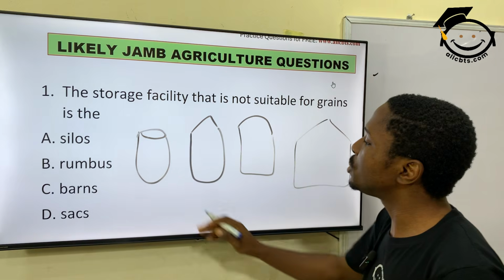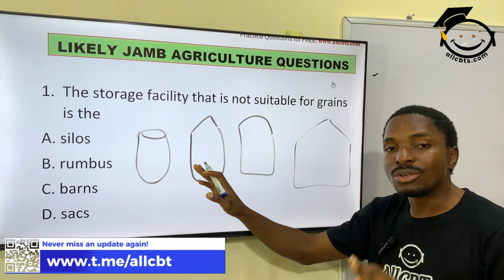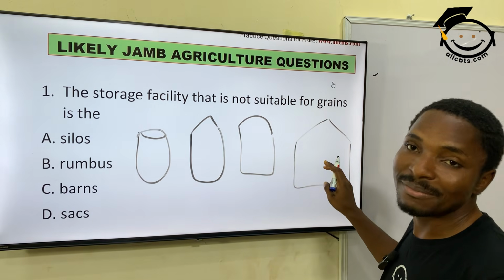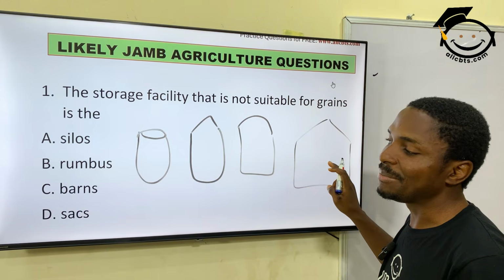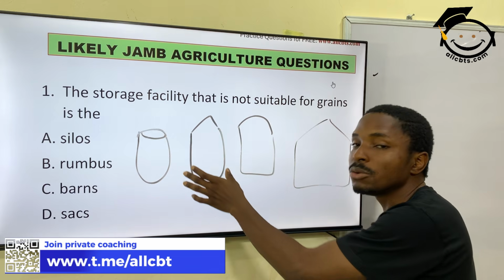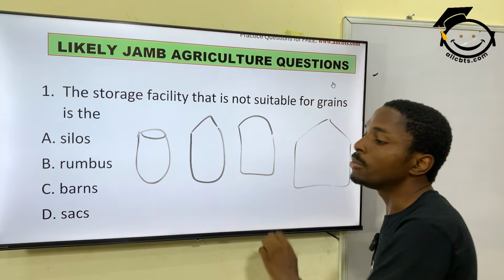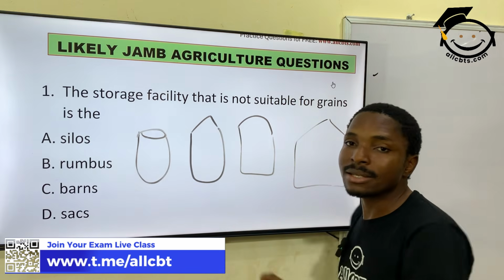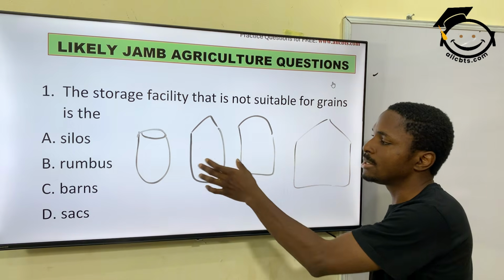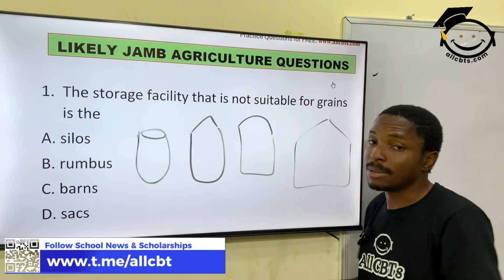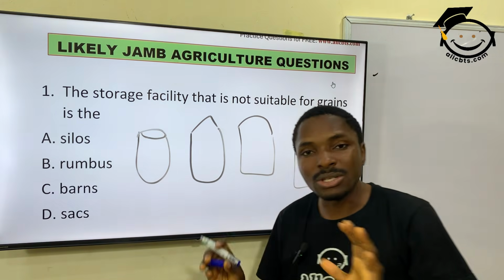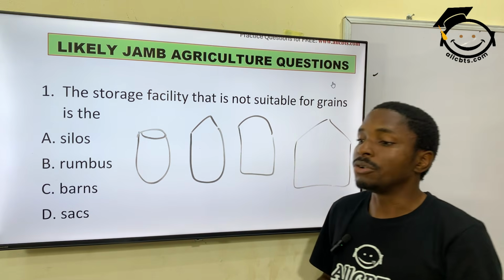So which of these is not suitable for grains? That would be barns. You don't pour grains on the ground in the barns. It's not suitable. Silos is specifically made for grains. Rhombus, very good for grains. Sacks, of course, that's where we package our beans, our rice. But silos is about the best among the 4 options. But then barns is not even suitable at all for grains.